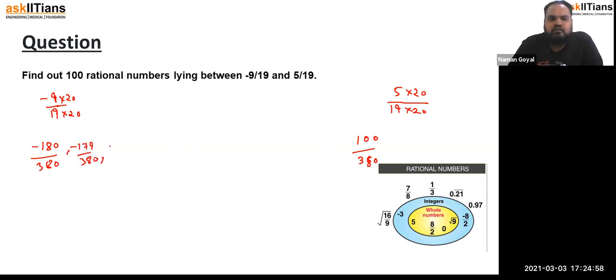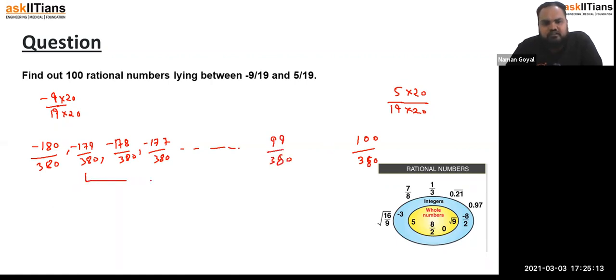Now you can write so many rational numbers between these two numbers, which are minus 179 upon 380, minus 178 upon 380, minus 177 upon 380, and so on up to 99 upon 380, right? You can write down so many. If I'm counting these rational numbers, they are greater than 100 basically. Okay, so this is method 1.